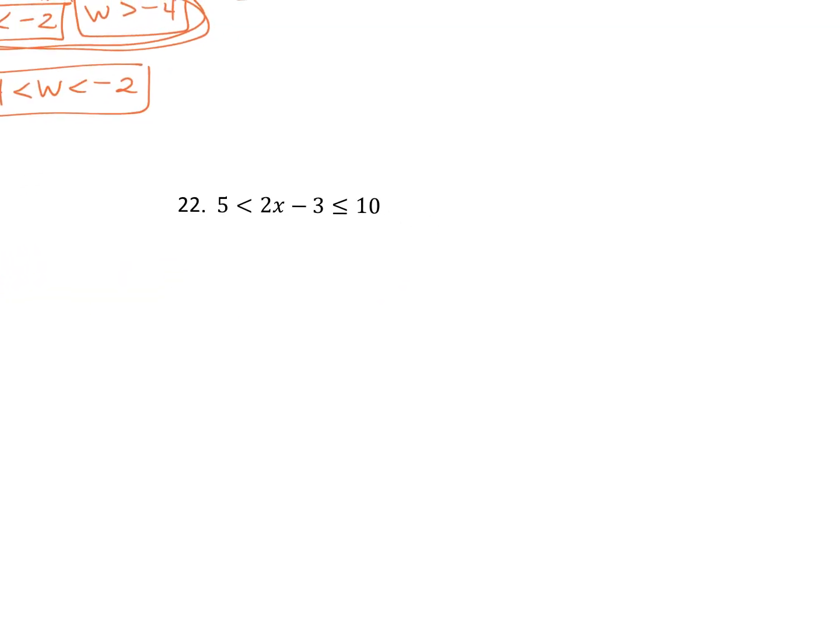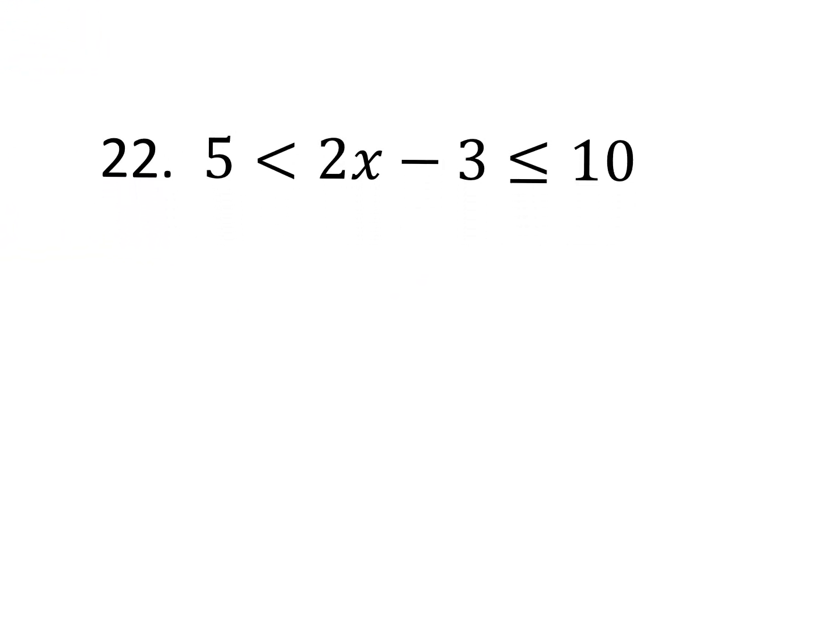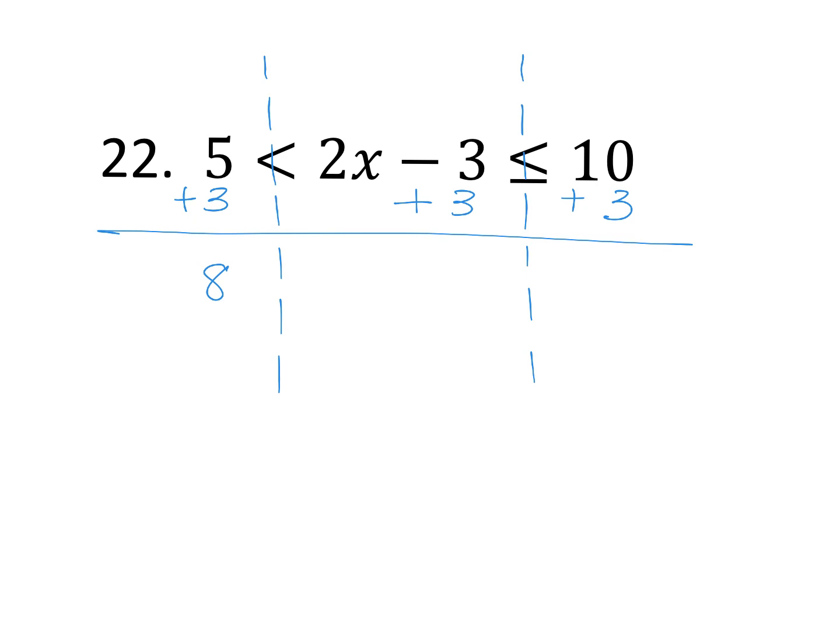22. Okay, this is the one that got done wrong a lot on the quiz. What do you do? Add 3 where? Everywhere. Do everything everywhere. So think of it this way, right? Your symbol is kind of a dividing spot. You have three sections to this problem. Whatever you do in the middle section, you have to do on the right and you have to do on the left. So I get 8, symbol stays the same. I'm left with 2x in the middle, symbol stays the same, 13.